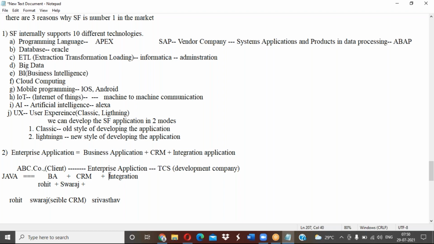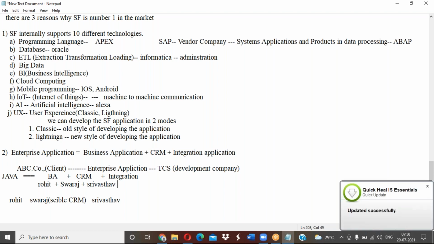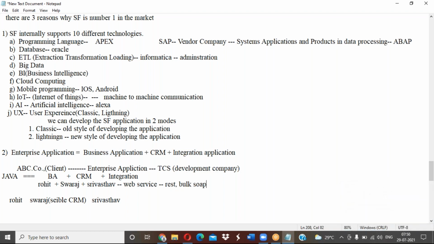But Swaraj doesn't know how to develop integration application. That is why TCS needs to hire the category of experts who can develop integration application. Suppose Srivastav knows how to develop integration application. He knows about web services, like REST, Bulk, and SOAP. Have you heard the names? REST, Bulk, and SOAP. So Srivastav knows about web services. So he can develop integration application.